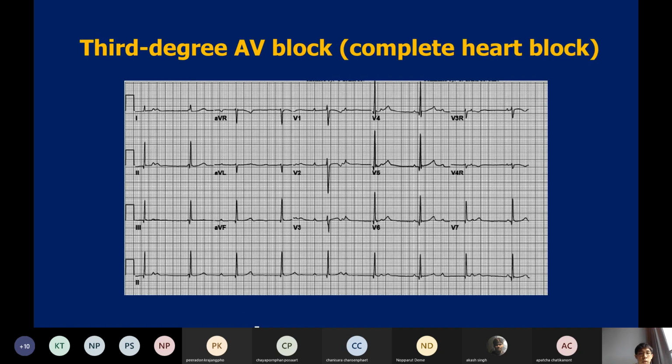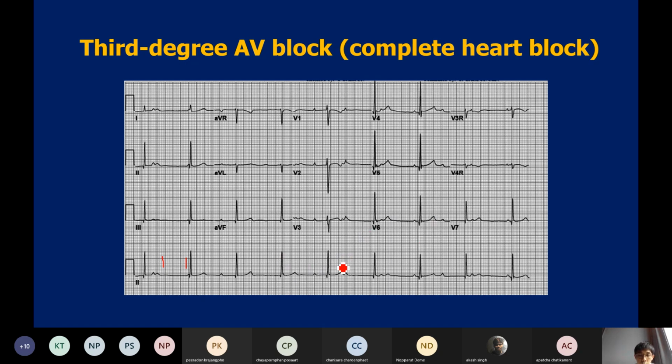And the most severe form of the AV block is complete heart block. You can see from this ECG that the atrium here and the ventricle here, the QRS and the P wave, are dissociated. This means that there is no conduction or no connection between the atrium and ventricle. The atrium generates the impulse by itself, and the ventricle also generates impulses by the junctional or conduction system in the ventricle itself. There is no connection between them.